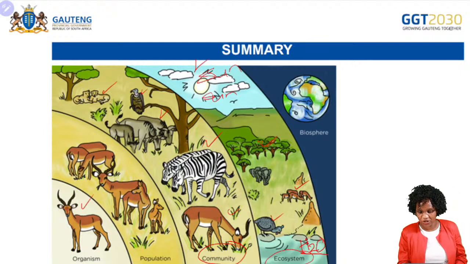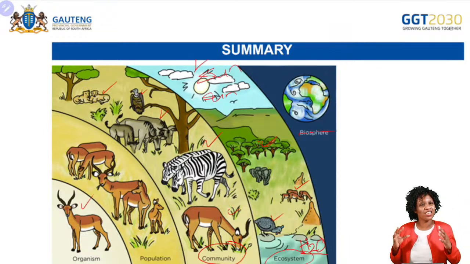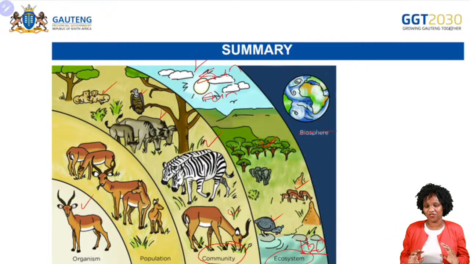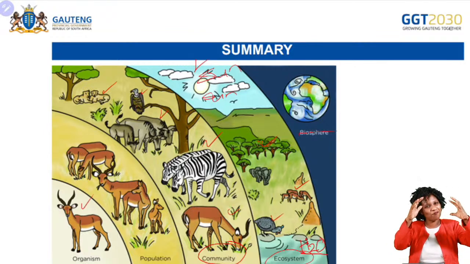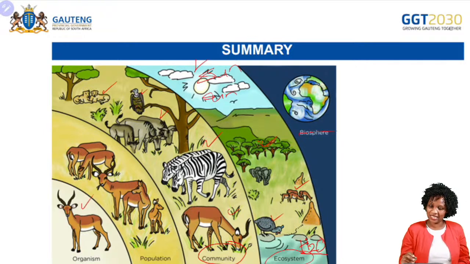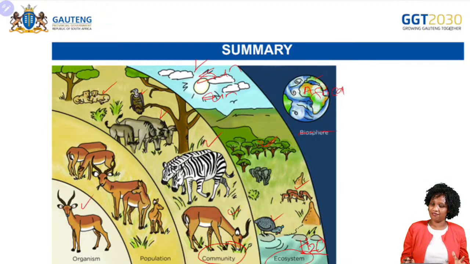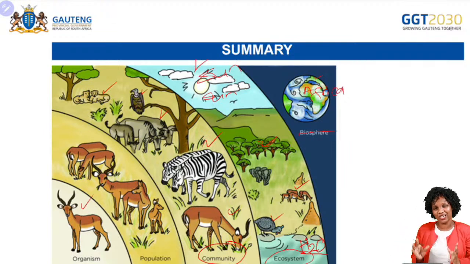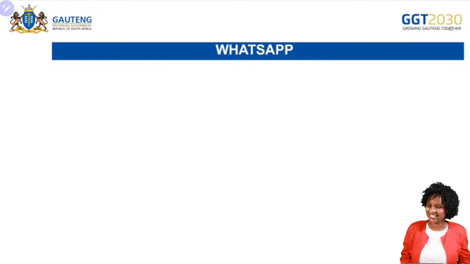We're going to biosphere. Biosphere is when we are talking about all the ecosystems combined on Earth. Remember, Earth is a sphere and we live on the crust. That's why we see continents on top. This is our beautiful Africa here. This is Earth and this is a biosphere. All the ecosystems combined on Earth is called a biosphere. Interesting lesson, isn't it?